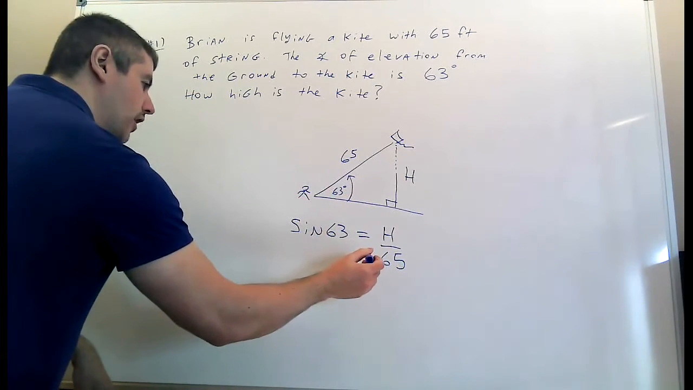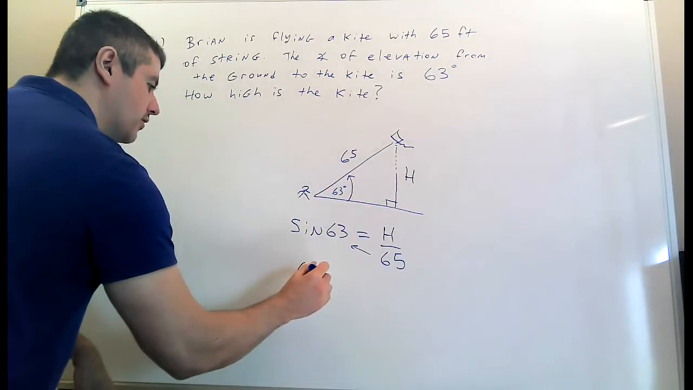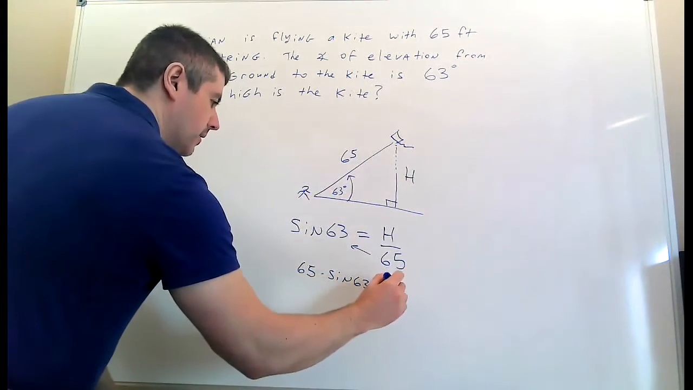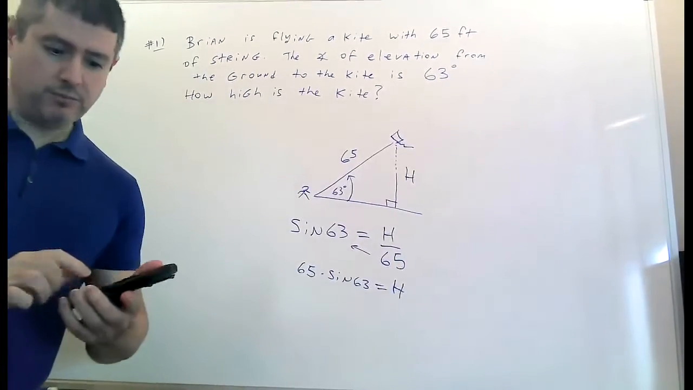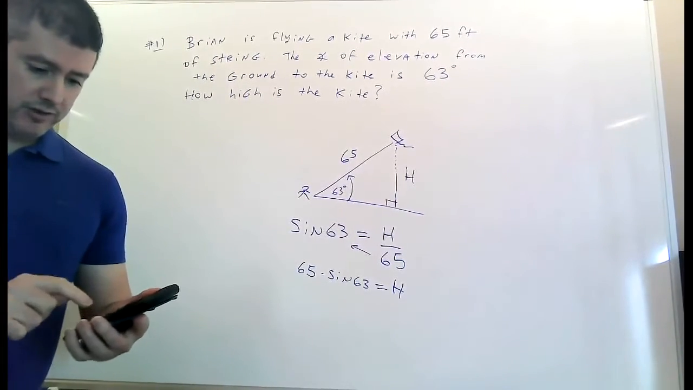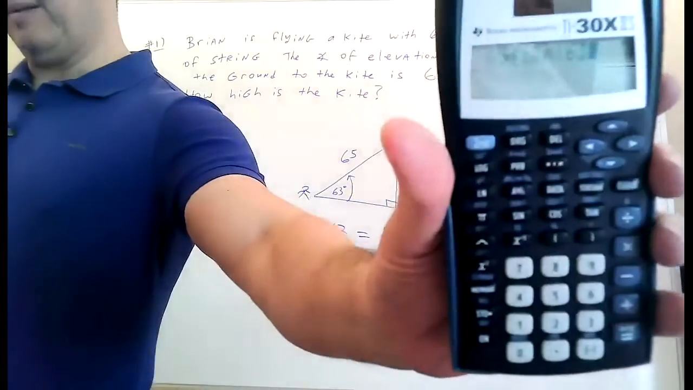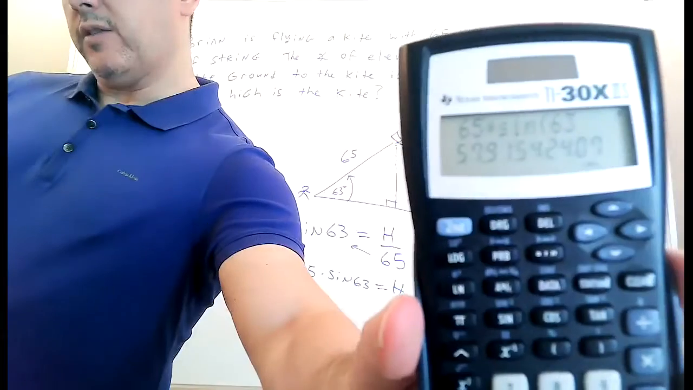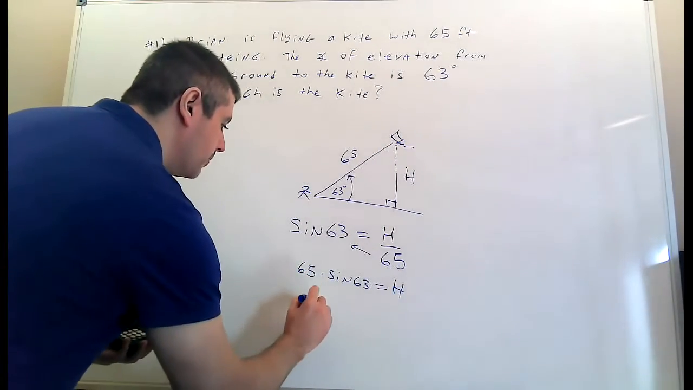Then you do your crisscross, your cross multiply. Put the 65 on the other side with the sine 63. That's equal to the height. And then you whip out the calculator. I mean, really, what else can you do? You've got to compute it. So I'm going to do 65 times sine 63. I'm typing it in there, I hit equal, and I got 57.91.